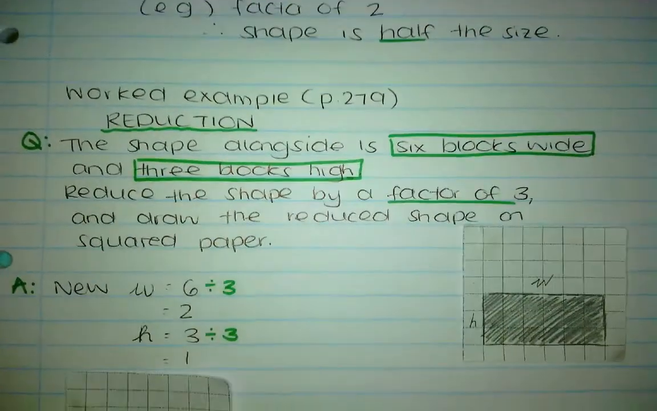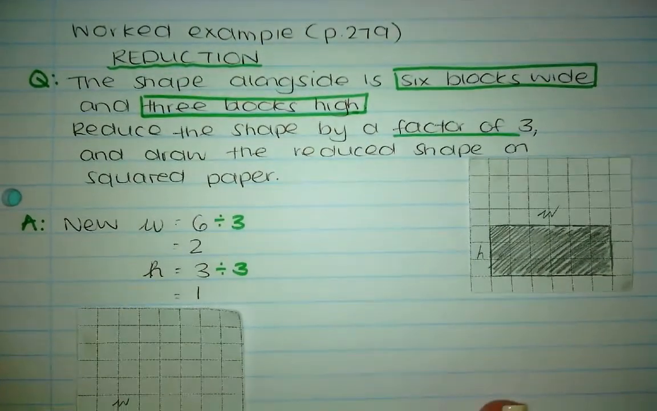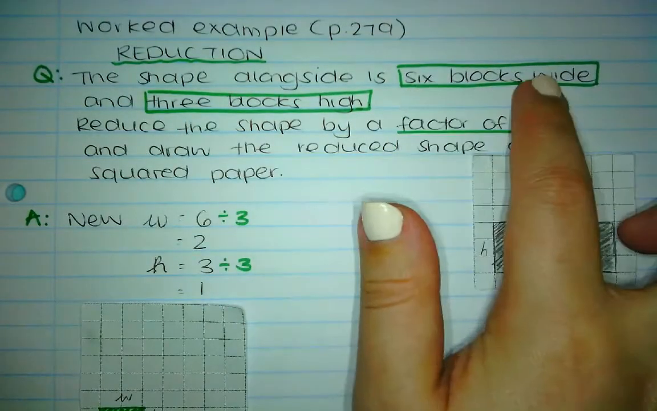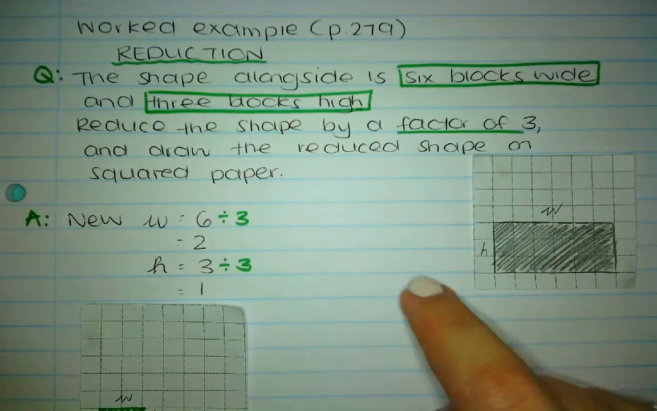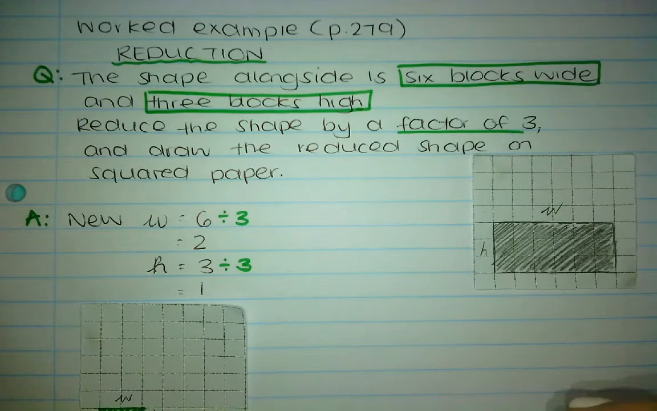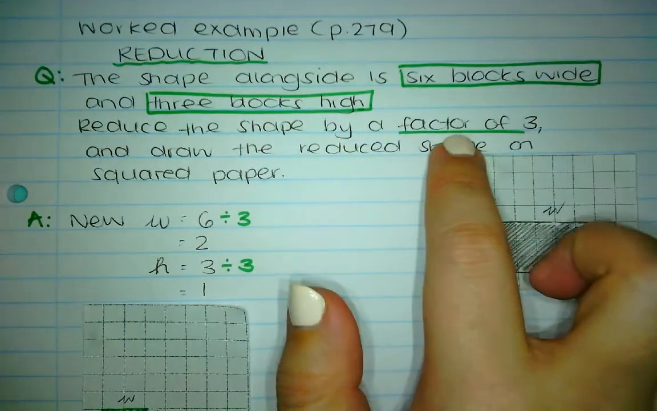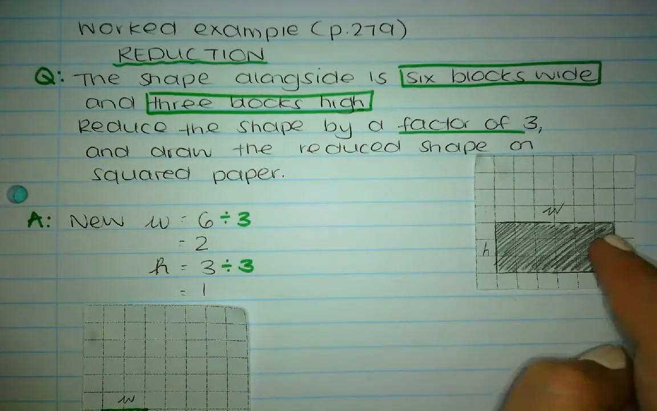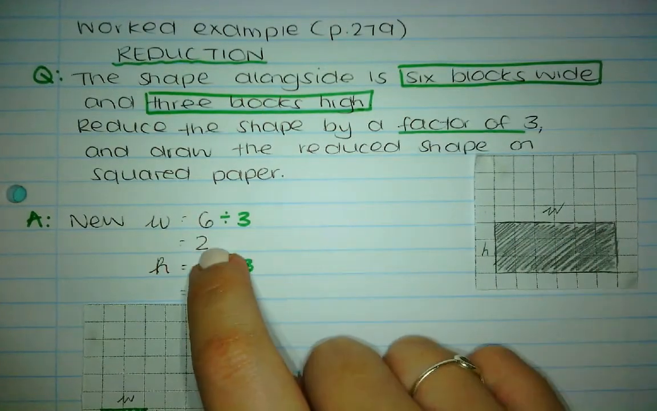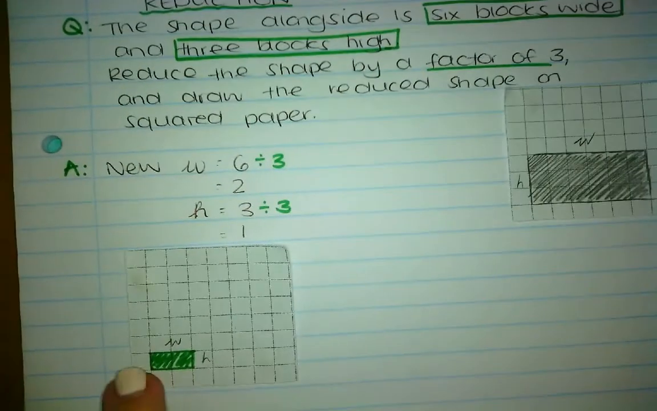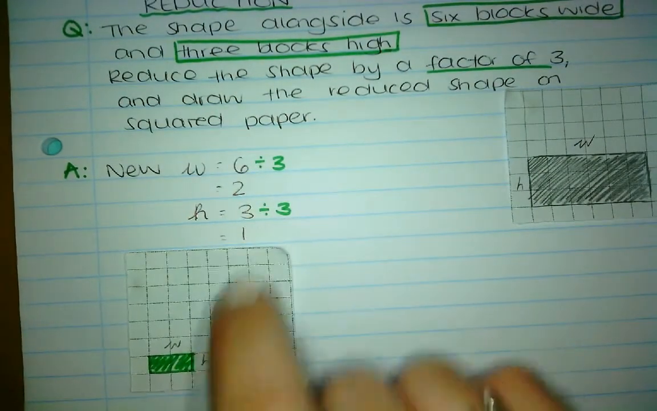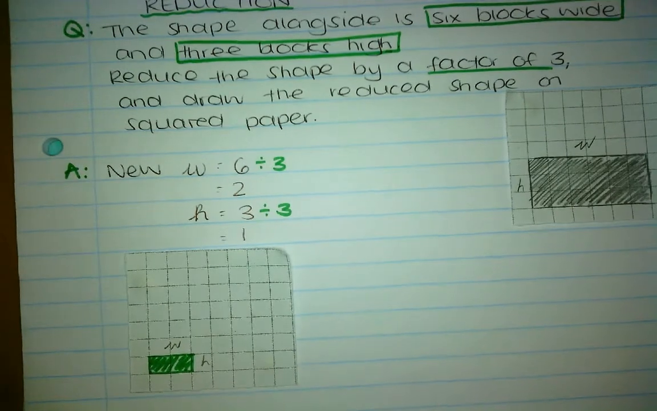And then for the worked example on page 279, you've got the question. You've got 6 blocks wide, so there's the 6 blocks, and then you've got 3 blocks high, so that's how tall it is. And you need to make sure that it is reduced by a factor of 3. So you're now going to take this shape and make it smaller by a factor of 3. So take the 6 blocks going that way, divided by 3, you're going to get 2. So you're going to see here I've got 2 going that way, and the height is when I have got 1 block in height, so that's that block there.